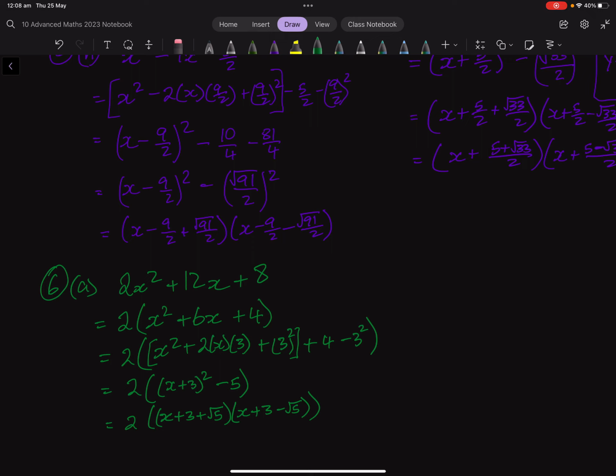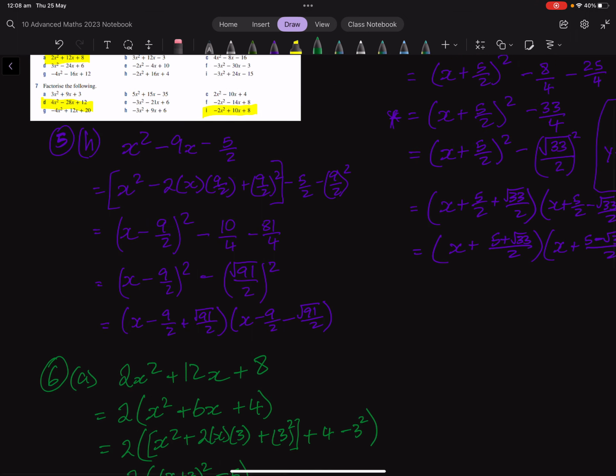Because everything's being multiplied together now, those last external brackets don't need to be there, do they? I can get rid of those too. Whoops, got rid of one too many. Get rid of those. And there we have it. That's our factorised form of 2x squared plus 12x plus 8. Not as bad as it looks. So when you've got a coefficient of x squared that's not 1, take out the common factor first, and then we go ahead and solve it.